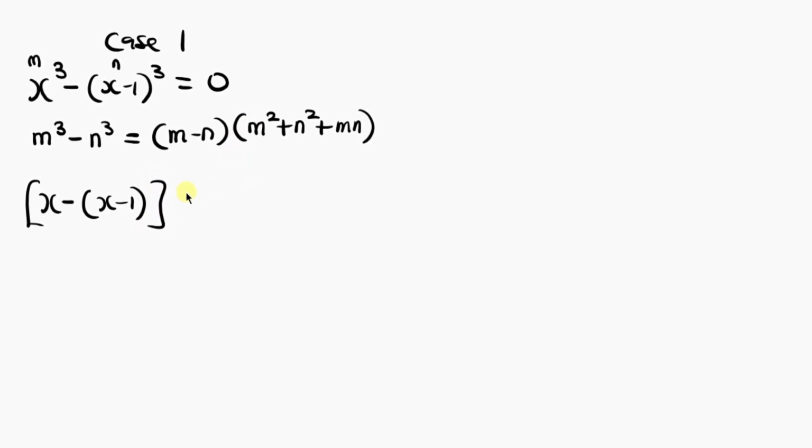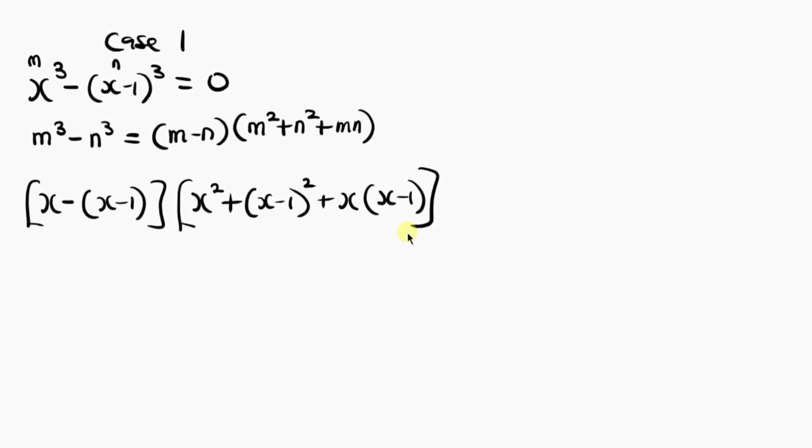Now open another bracket. M squared, my m is x. So I'm going to be squaring that, plus n. N is what I have as x minus 1. So I'm going to be squaring it as well, plus mn. My m is x and my n is this, which is x minus 1. So close the bracket, equal to 0.